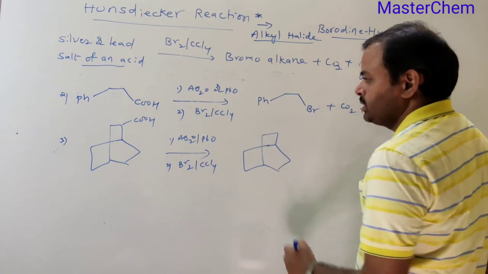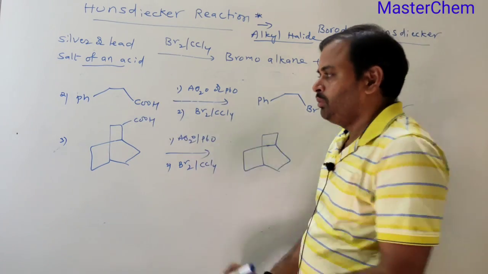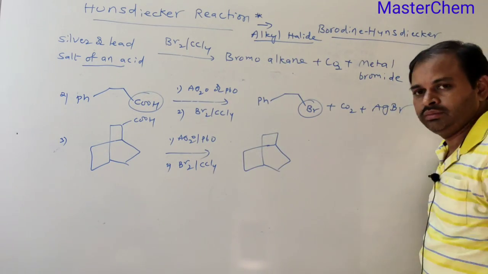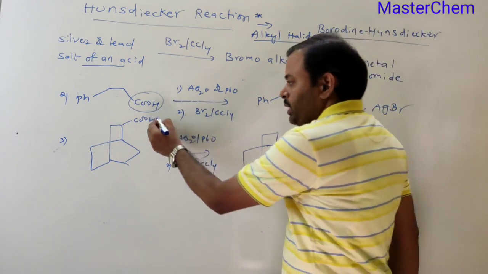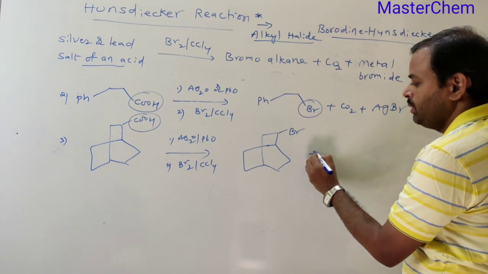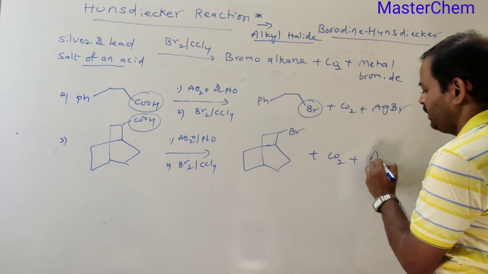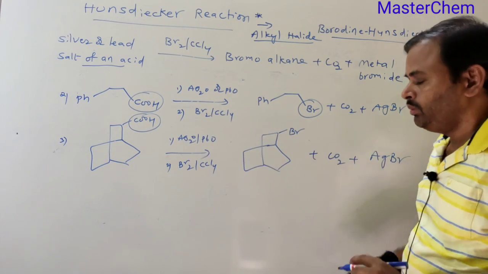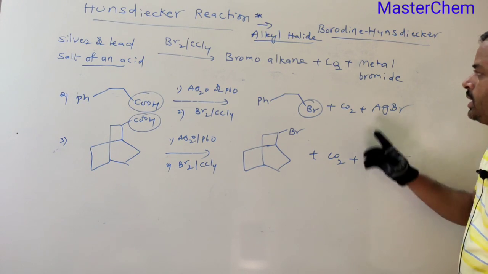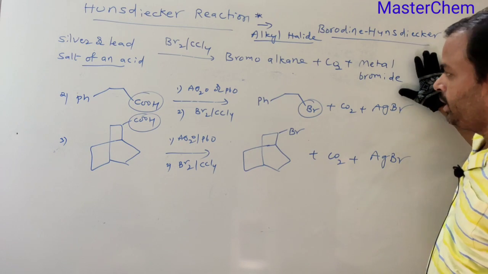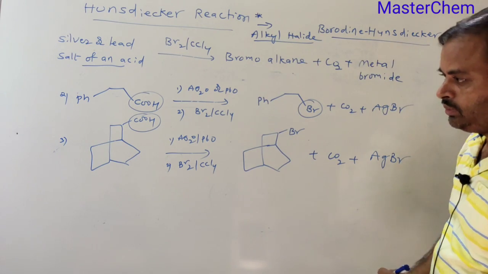So what is the product? Just replace COOH with bromine. Okay, so a simple tip: just replace COOH with Br, and the remaining is decarboxylation and the corresponding metal halide. Okay, so this reaction is known as the Borodin-Hunsdiecker reaction, or Hunsdiecker reaction.